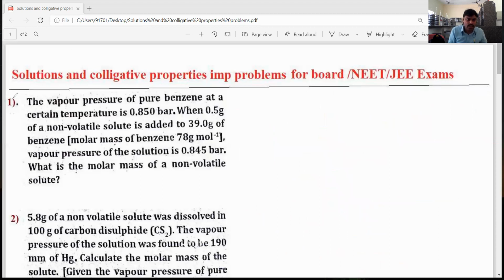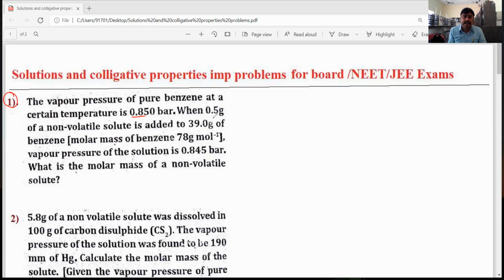The first question: the vapor pressure of pure benzene at a certain temperature is 0.850 bar. The solute name is not mentioned and it is non-volatile, which means it does not undergo association and does not undergo dissociation. We have to remember that point. Then the Van't Hoff factor i equals 1, which means it shows normal colligative property.